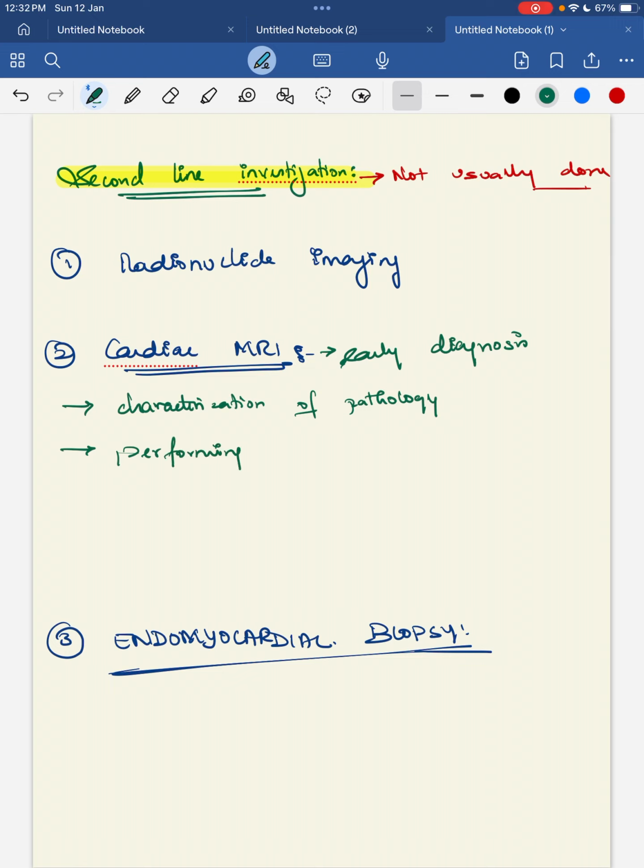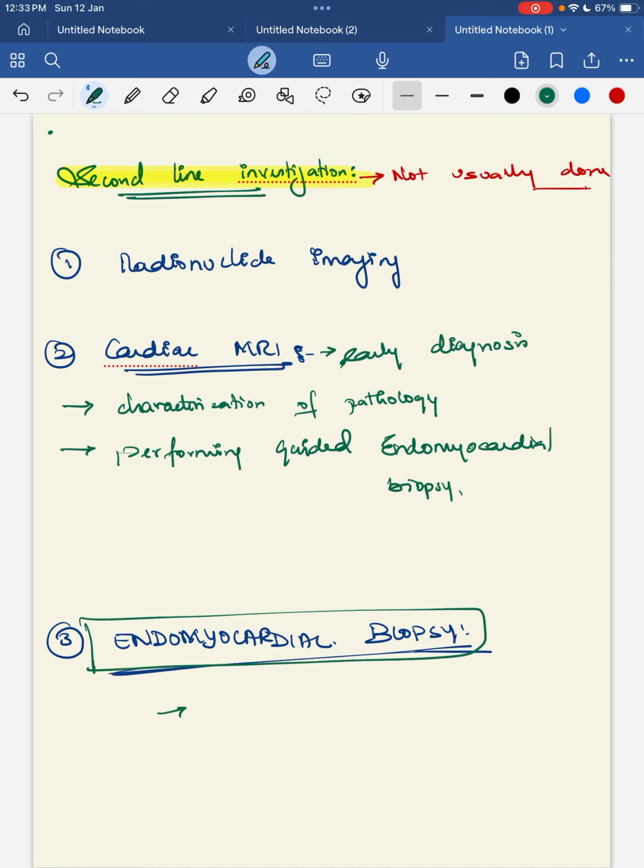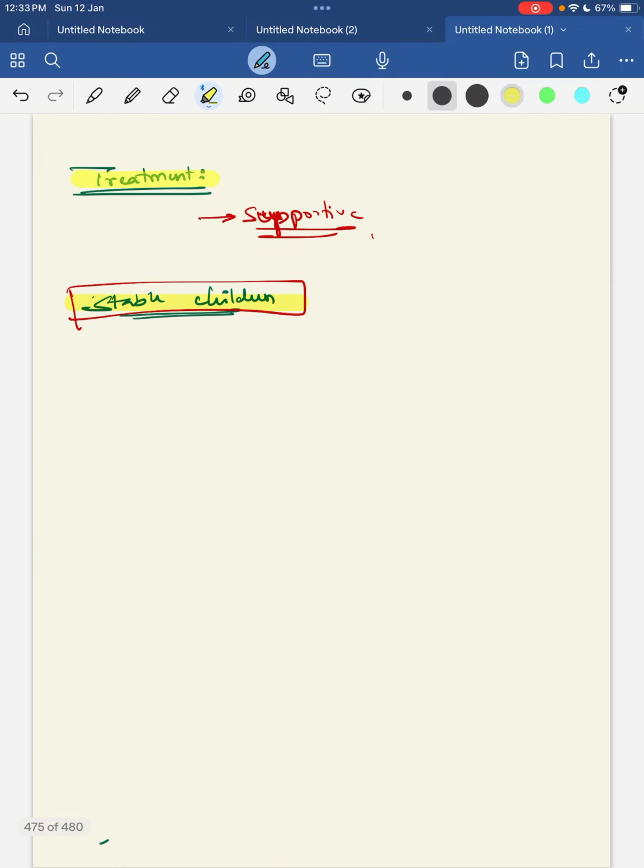In stable child, we'll start with our diuretics. The most commonly used diuretic is furosemide. Nowadays they are using another drug, that is your torsemide. Why? Because torsemide reduces the biotransformation from myocarditis to dilated cardiomyopathy. That means it prevents the remodeling.